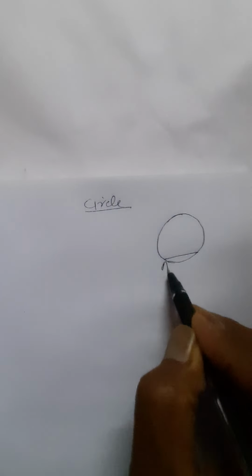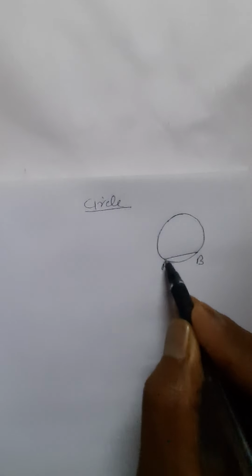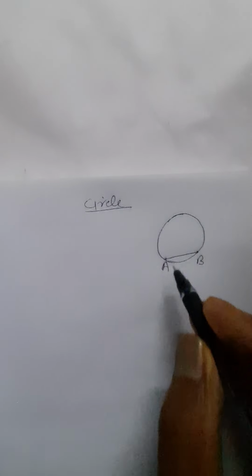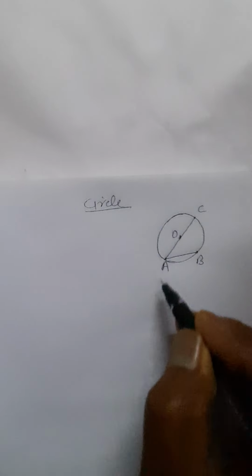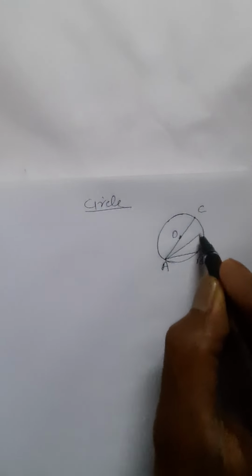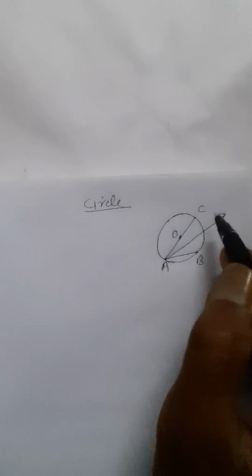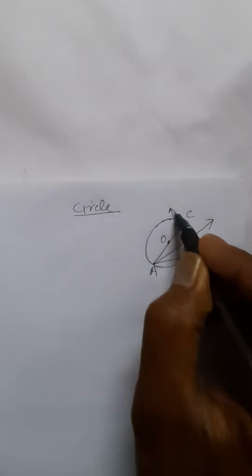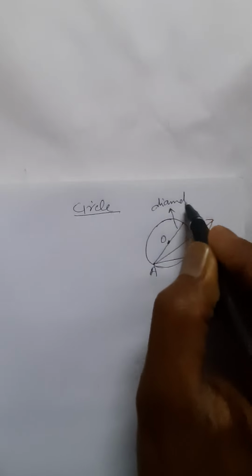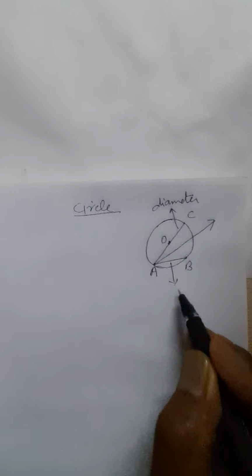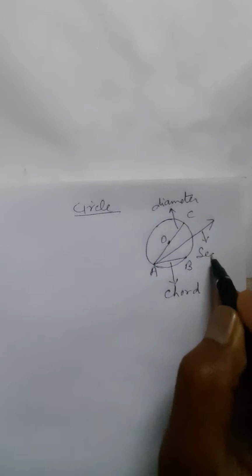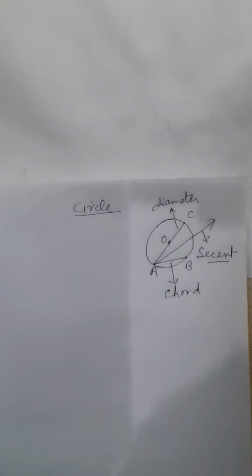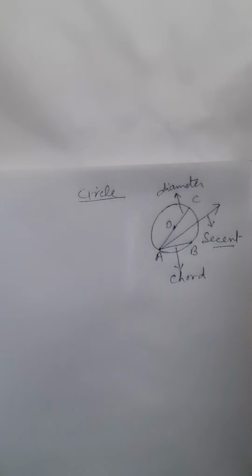This one is a chord, a line which intersects the circle at 2 points. Second is diameter. O is the center. The third line is called secant, which crosses a circle. This one is diameter. This one is chord. And this one is secant. This you have to learn.